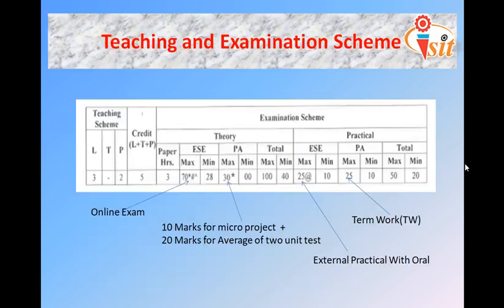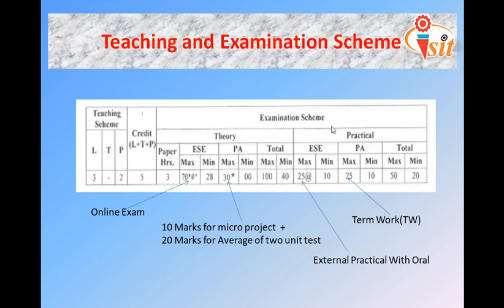Okay, so next, this is our teaching and examination scheme of the mechanical engineering materials subject. See here, this is a practical. For this practical, we have two things, that is ESE, end semester exam, and PA, that is progressive assessment. The end semester exam means you have an external practical with oral of 25 marks, and you have progressive assessment, that is term work, for 25 marks.